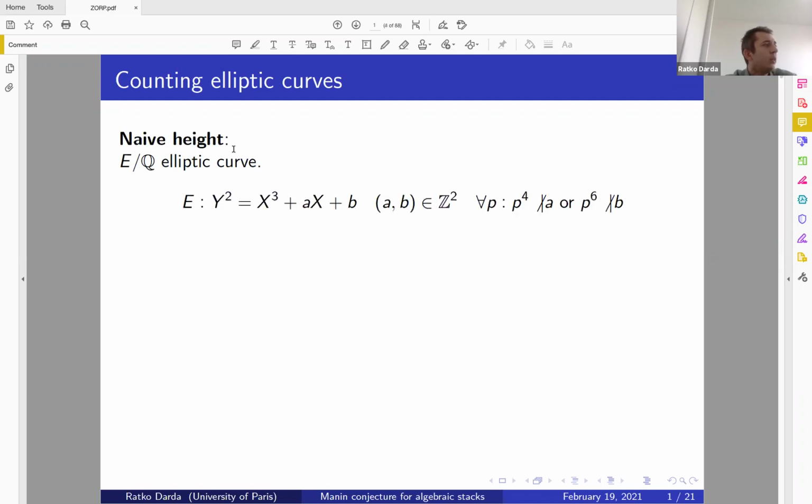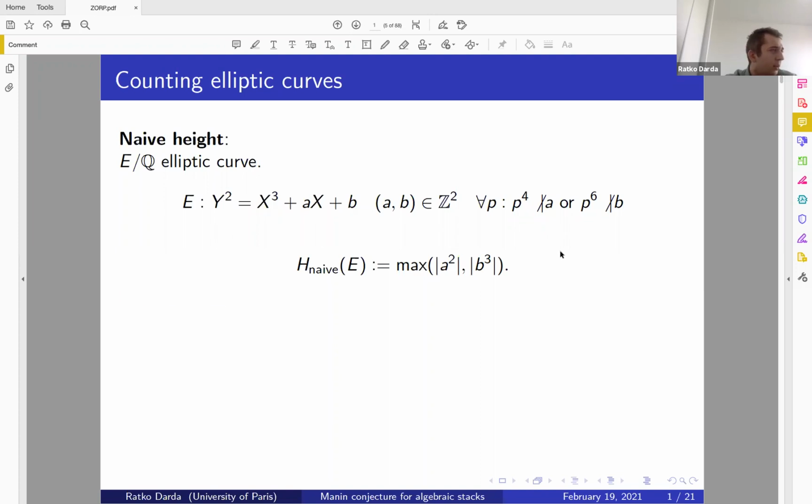You can represent an elliptic curve in this form, y squared equals x cubed plus ax plus b, where a and b are integers such that for every prime p, either p^4 does not divide a or p^6 does not divide b. Once you get this equation, you define the naive height to be the maximum of the absolute values of a and b when they are properly homogenized.